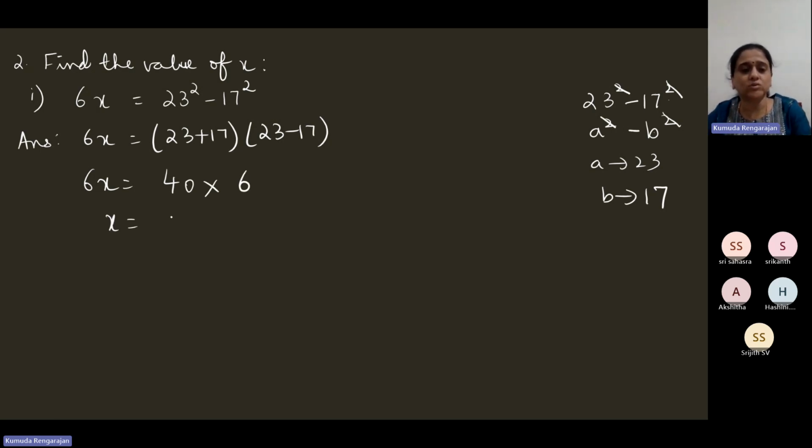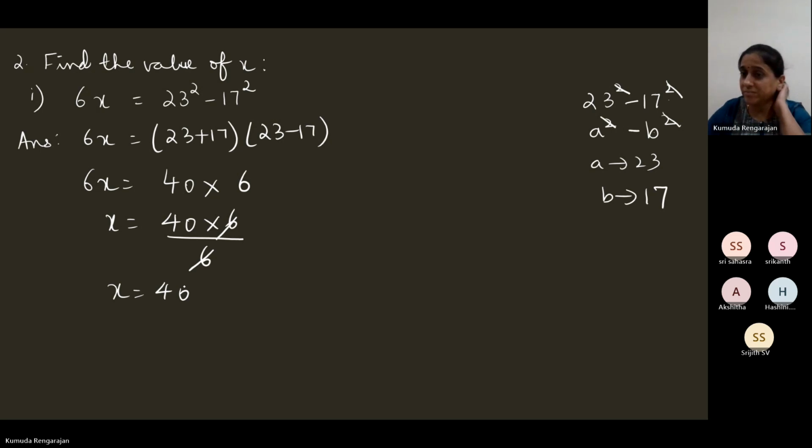Now x is equal to, no, it should not multiply. Same answer. Yeah, you get the same answer. I did both of them. Okay. 40 into 6 by 6. So 6 and 6 gets cancelled. X is equal to 40. No, no, no. 1 minute. And we can do like that.